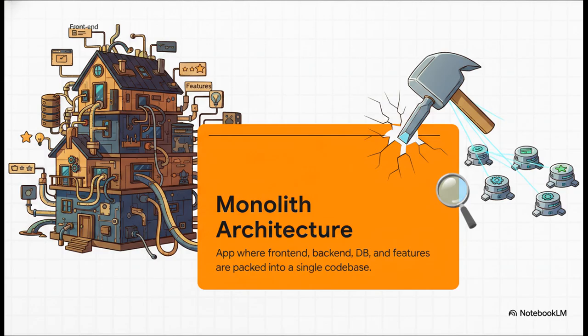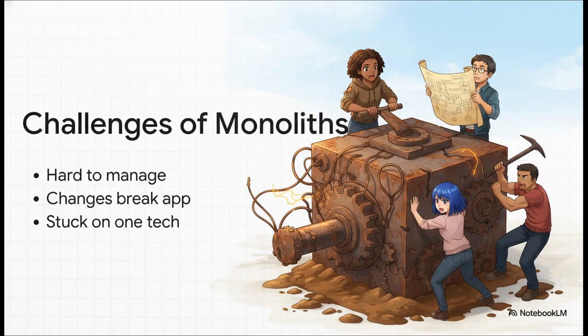That house analogy? It perfectly describes monolith architecture. It's an application where literally everything, the front end, the back end, the database, all the features, they are all tightly packed into a single codebase and deployed as one massive unit. Now, to be fair, a monolith is super easy to start with when your app is small. We've all been there. But as your application grows, having everything live in a single repository becomes a massive, massive liability.